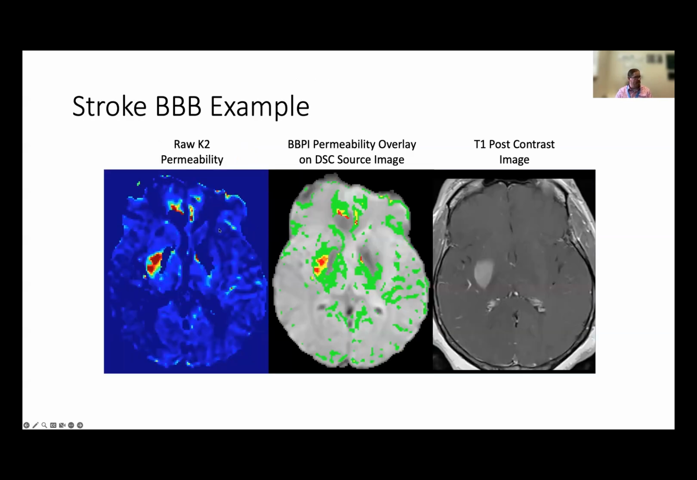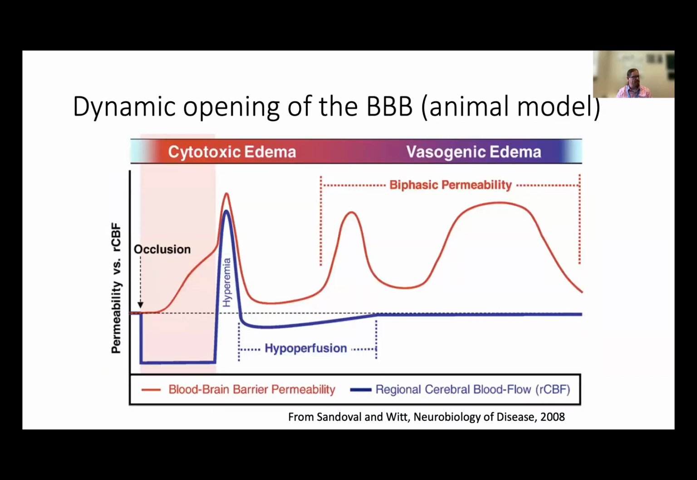And so you can make these images. This blue image here is the K2 values that we extract. Then we threshold that and overlay it on the source images so you can see the anatomy behind it and give it some quantification. In this case, there is actually T1 post enhancement that we can see. Of course, the T1 post enhancement is binary and not very quantitative, and to a certain extent, in some cases, can be subjective. So this other method gives us a way to quantify and really study the blood-brain barrier in a lot more detail.